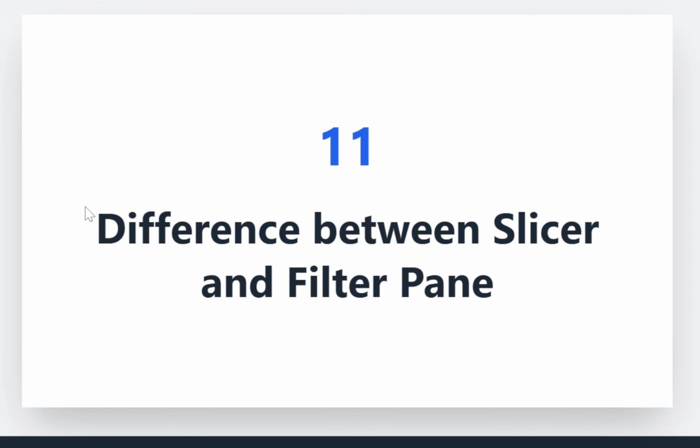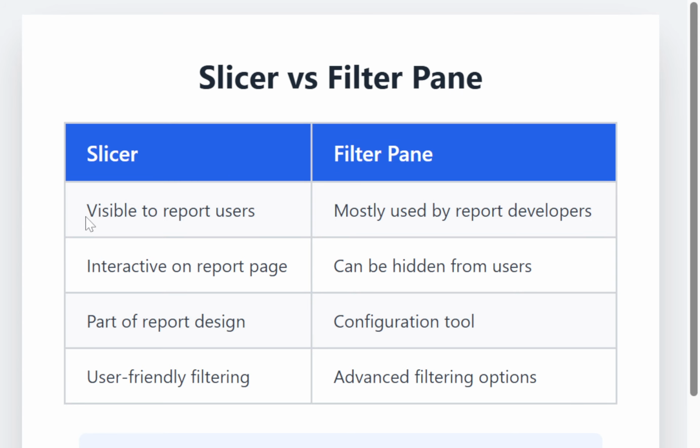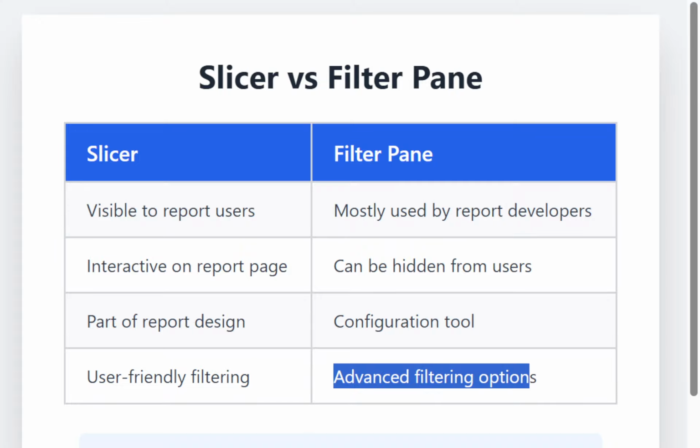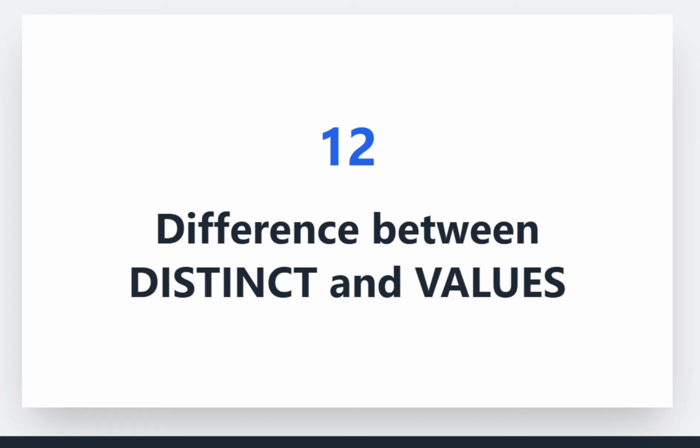The next question is, what is the difference between slicer and filter pane? Slicer is visible to report users, while the filter pane is mostly used by report developers. Slicers are interactive on the report page. The filter pane can be hidden from users. Slicer is a part of report design, while the filter pane is a configuration tool. Slicer is user friendly filtering, while the filter pane has advanced filtering options.